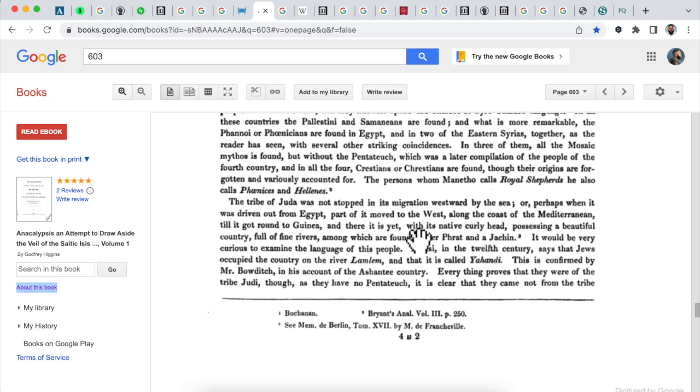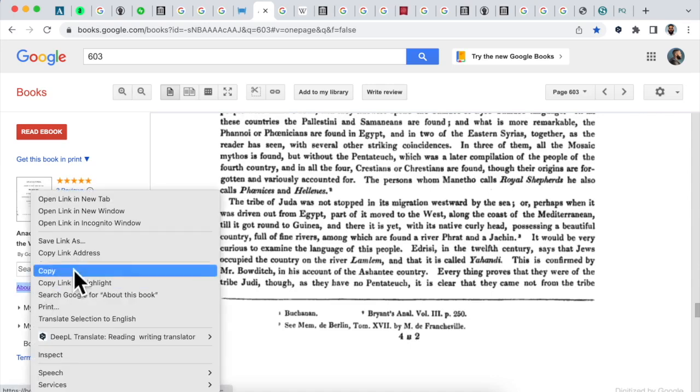That's something I forgot to expound upon when we read this a little while ago. He's obviously not saying that these were white people that migrated to Guinea. He's saying, there it is yet. There the tribe of Judah is yet, with its native curly head. Native curly head is something I wanted to point out.